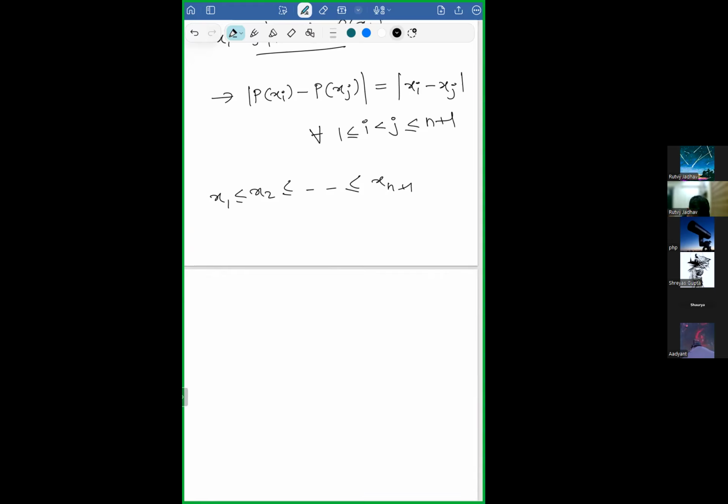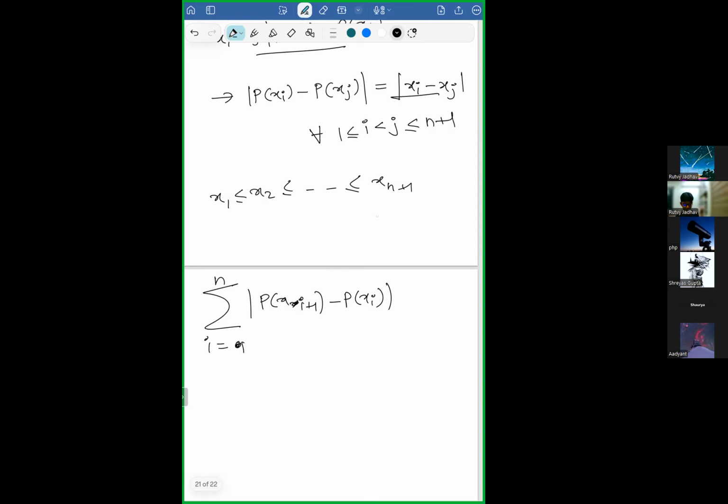Okay, so we'll try summing the whole thing. We'll sum the mod of p of xi minus p of xj. Sorry, that's xi plus 1 minus p of xi, with i from 1 to n. What will this equal?